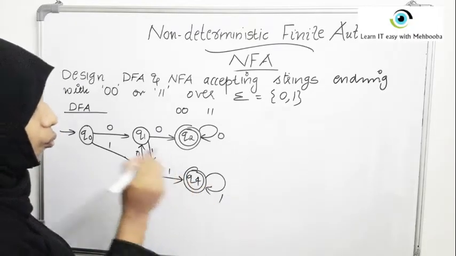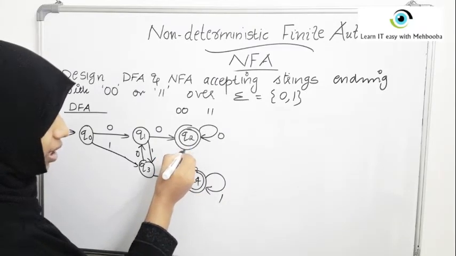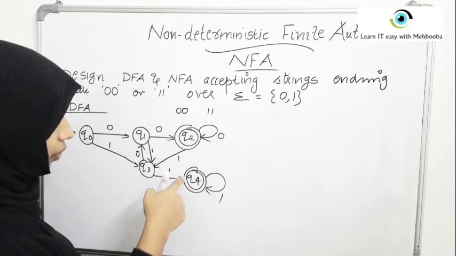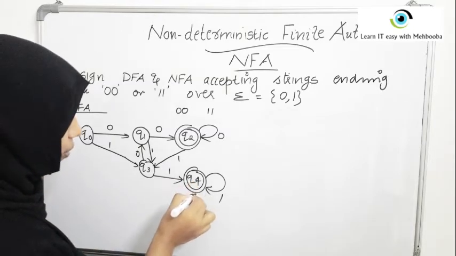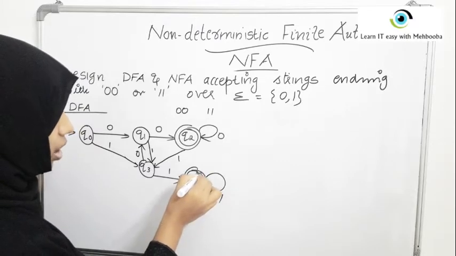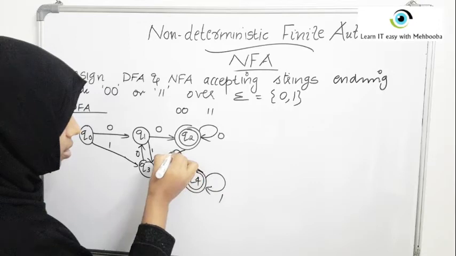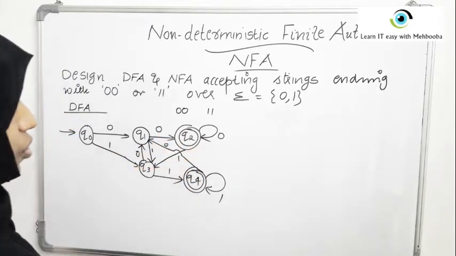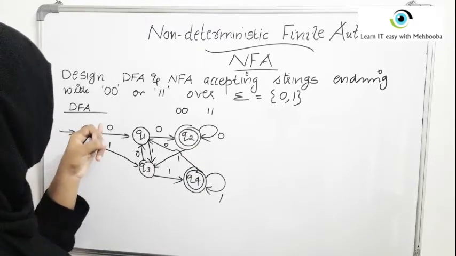So just come here. What if a 0 comes here? Sorry, a 1 comes here. If you are getting a 1 here, just come here and wait for another 1, so that you will end up with the goal state. Now, what if a 0 comes here? Just come here and wait for another 0, so that you will reach this goal state. That's it. So in Q0, both 0 and 1 are addressed.